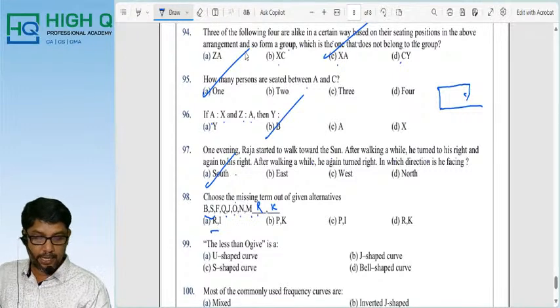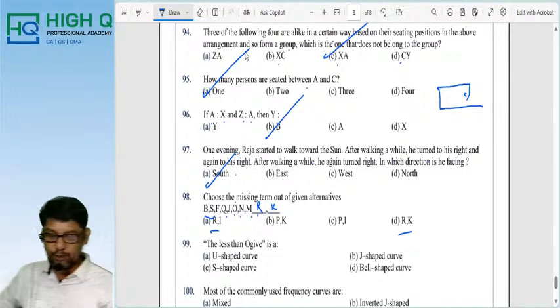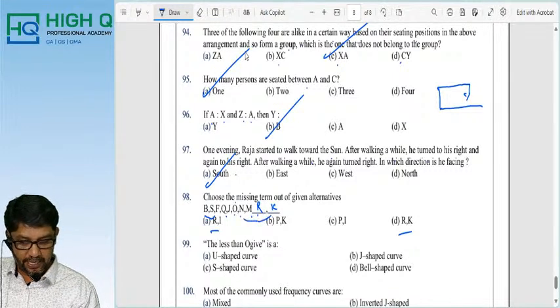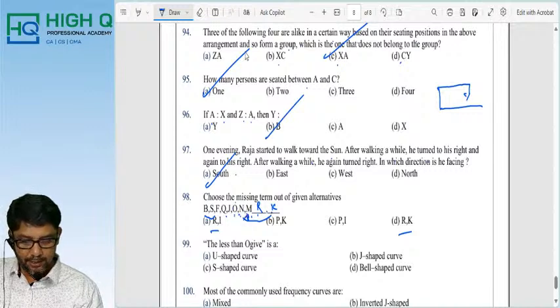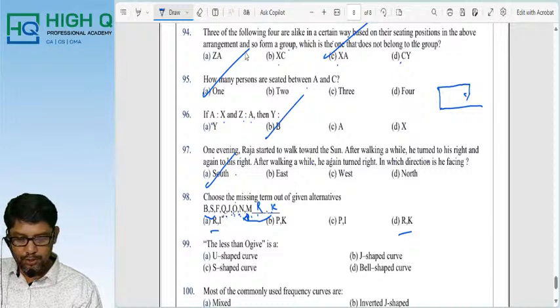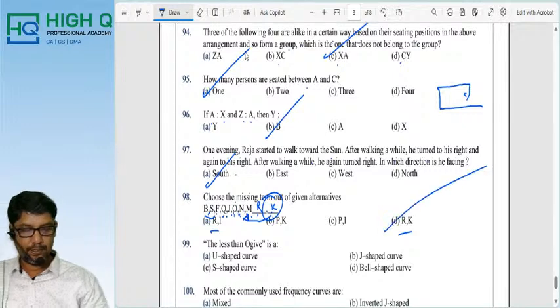So there is R, I, R, K. So which one can be the right one? Next one, reverse order: K, L, M, N. Next, O, P. Next letter. K, L, M, N, O, P, Q, R, S. Of course, K is the right one. R, K.